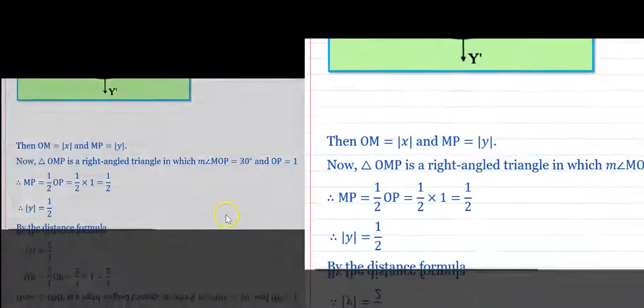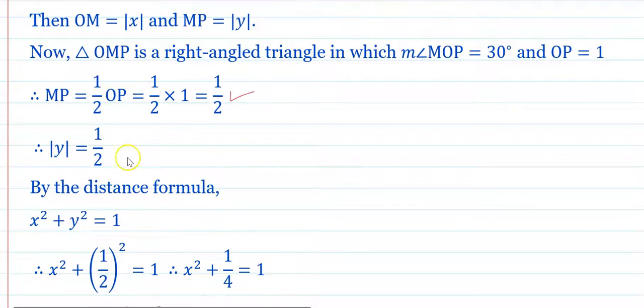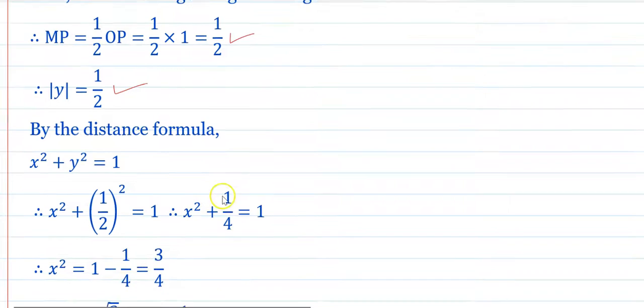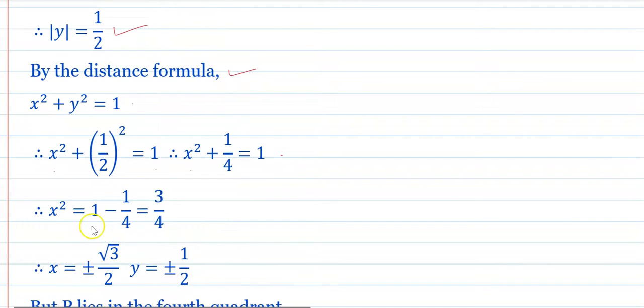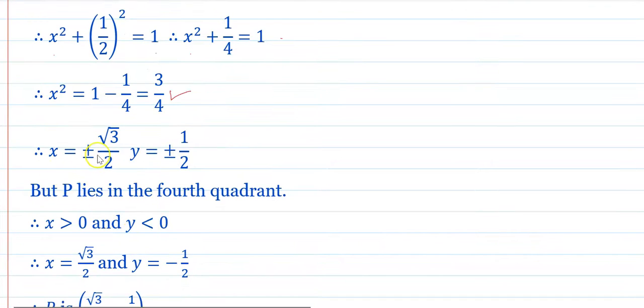1 upon 2 into 1, that is you will get 1 upon 2. Mod of Y is equal to 1 upon 2. Again by the distance formula, X square plus Y square is equal to 1. X square plus (1 upon 2) square is equal to 1. Therefore X square plus 1 by 4 is equal to 1. X square is equal to 1 minus 1 by 4, and that is equal to 3 by 4. Taking the square root, you will get X is equal to plus or minus root 3 upon 2. Y is equal to plus or minus 1 upon 2.